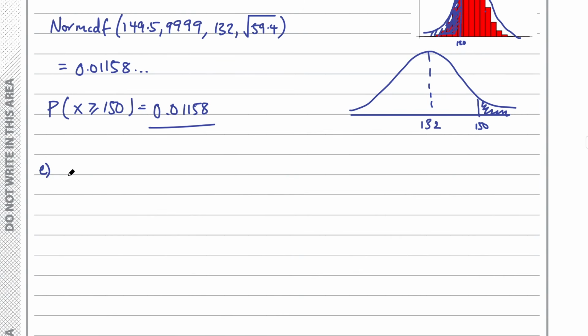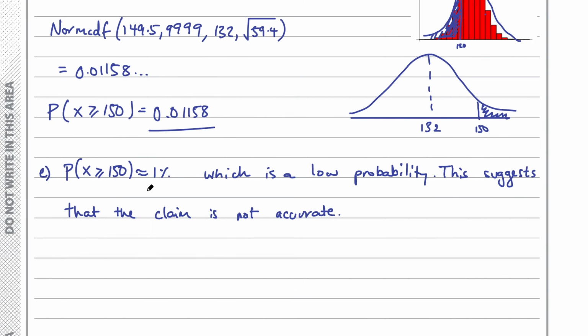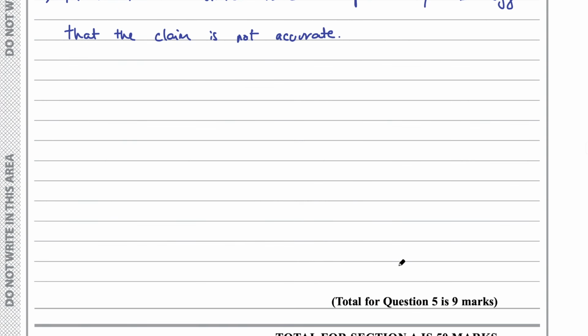So for part E, reiterate your answer to part D, state it's quite low, and then finish off your answer. So we had a 1% chance of that happening, which is a low probability. This suggests that the claim is not accurate. So that should be enough for 1 mark for part E. And that was question 5 for a total of 9 marks.